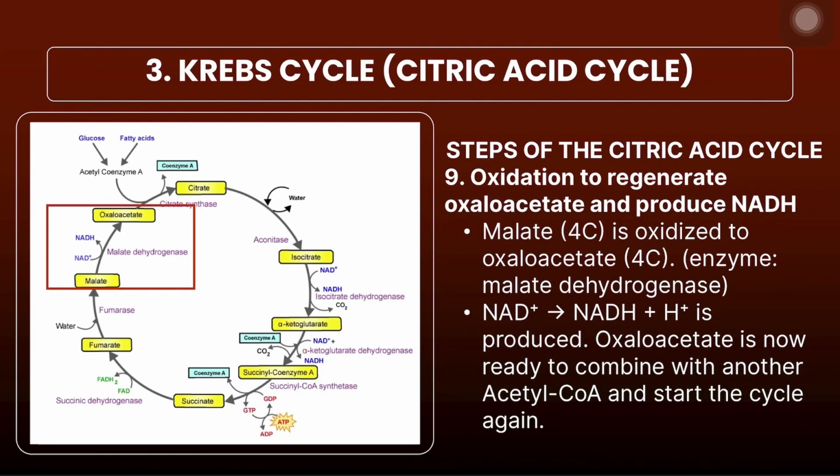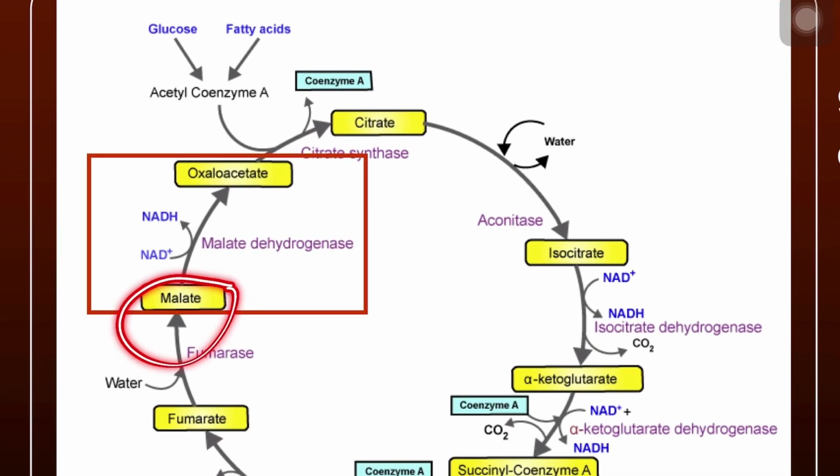And lastly, for the last step of the Krebs cycle, the malate will be oxidized back into oxaloacetate by the enzyme malate dehydrogenase. In this step, the NAD plus will accept the released electrons and will be formed as NADH. The regenerated oxaloacetate is now ready to combine with another acetyl-CoA and start the cycle again. This regeneration of oxaloacetate keeps the cycle continuous, as long as there is acetyl-CoA and oxygen available.